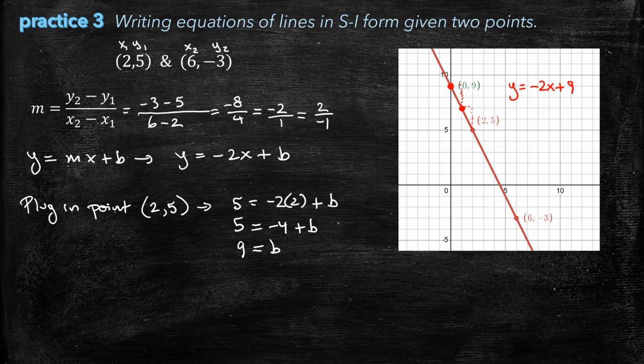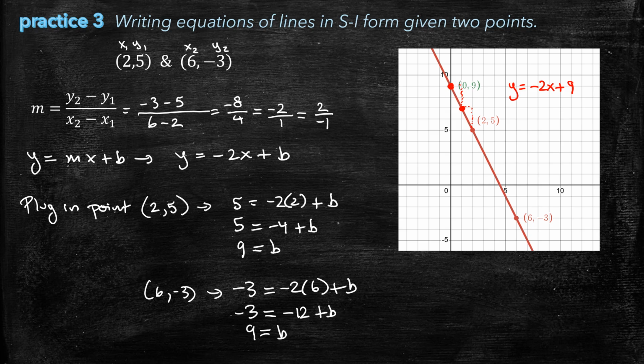And just for demonstration purposes, let's prove that this would work if we had used (6, -3) instead. So we would get this: -3 equals -12 plus b, and yes, indeed, b would come out to be 9. So in the next slide, we're going to formalize this and do one more practice problem.